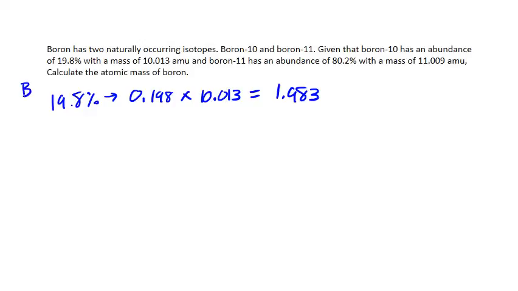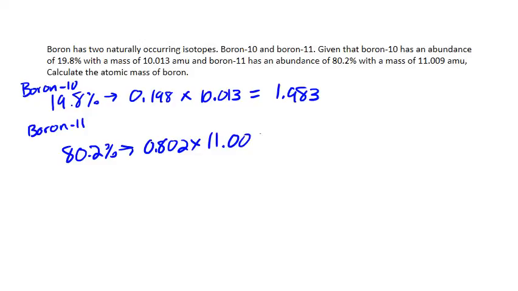So that was boron 10. For boron 11, we do the same thing. So it's 80.2%. I turn that into a decimal and multiply by the mass given. In this case, you would get 8.829. The last thing you do to actually calculate the atomic mass is add these two numbers.